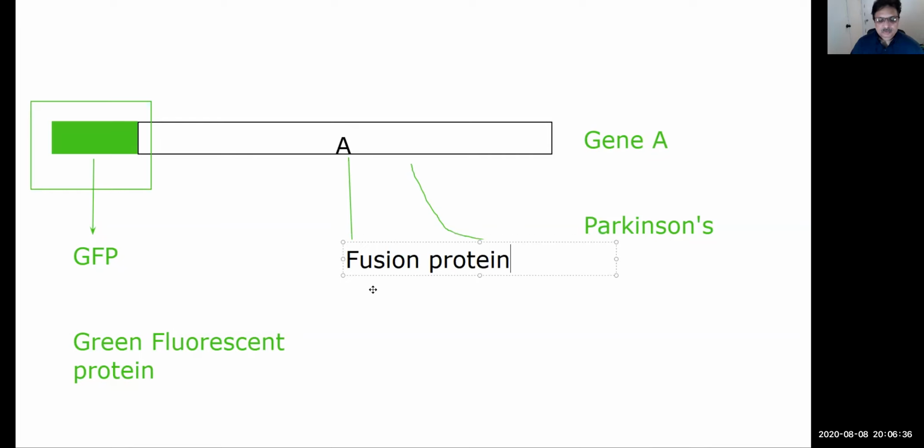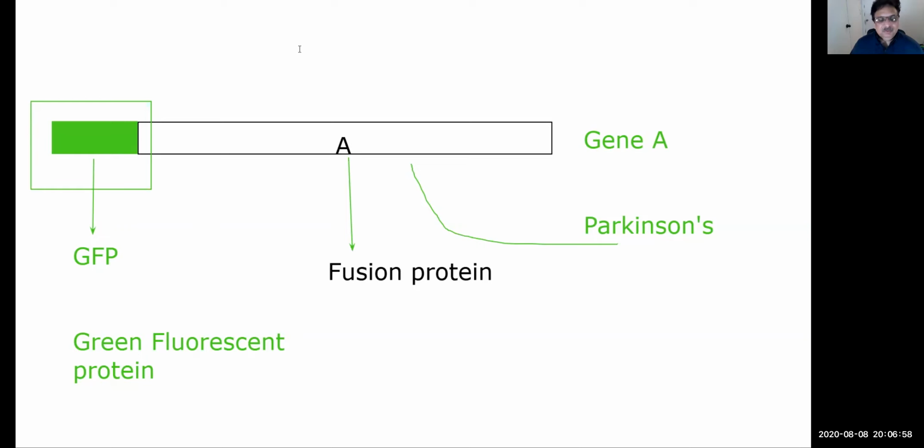So fusion protein, how do we make this? We will take the gene of GFP and we'll take human gene A, which could be involved in Parkinson's. We'll fuse them together through restriction enzyme and DNA ligase. So now this is a fusion protein. So this GFP will serve as a marker, as a tag.